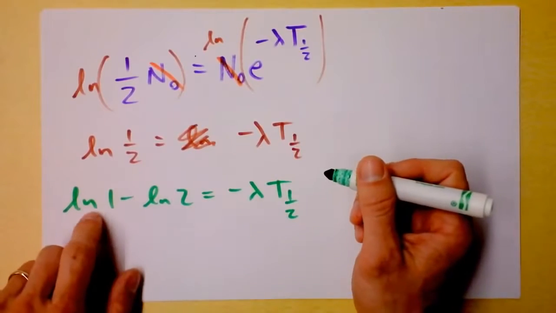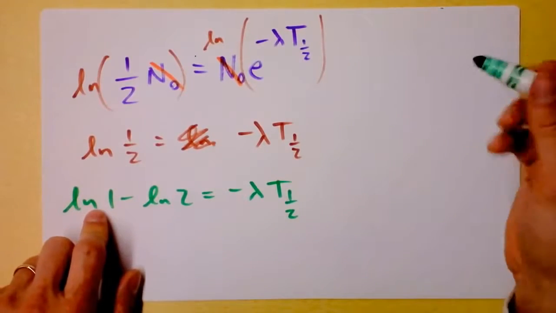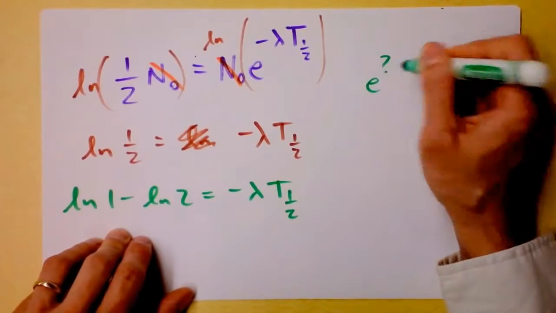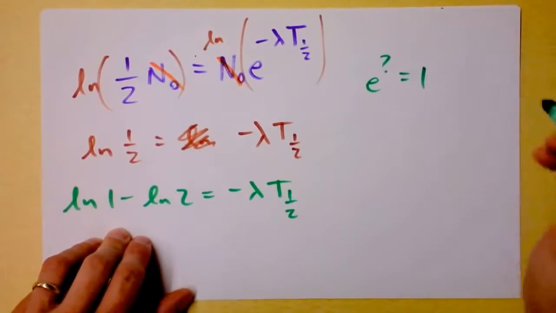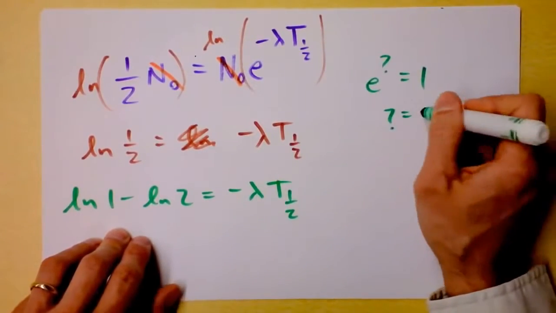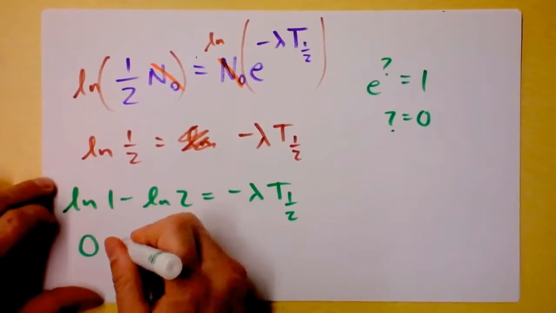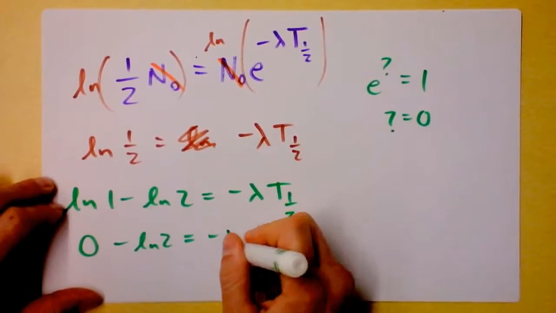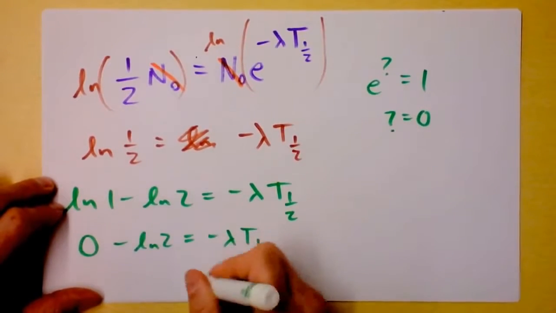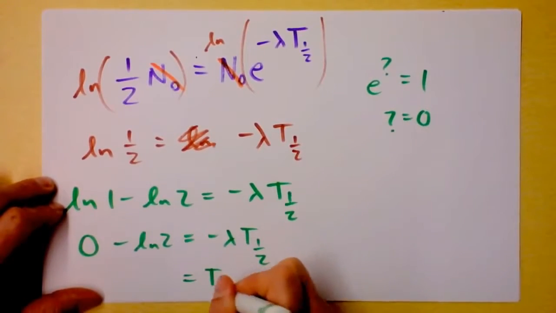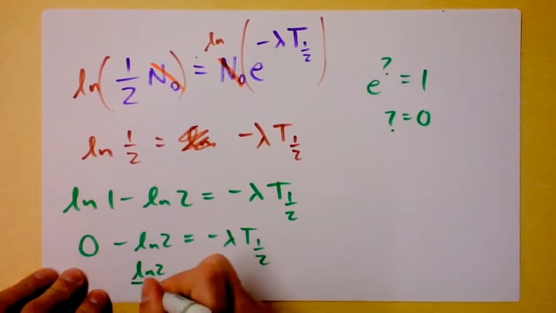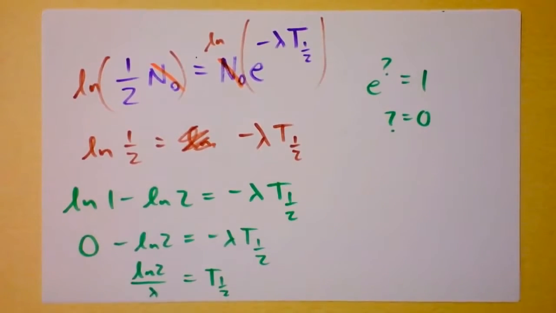And then I want to note that the natural log of 1 means I'm taking e to the what is equal to 1. And of course, that question mark is 0. So 0 minus the natural log of 2 is negative lambda times the half-life. And if I finally solve for half-life here, I find that the half-life is equal to the natural log of 2 divided by lambda. Ding!